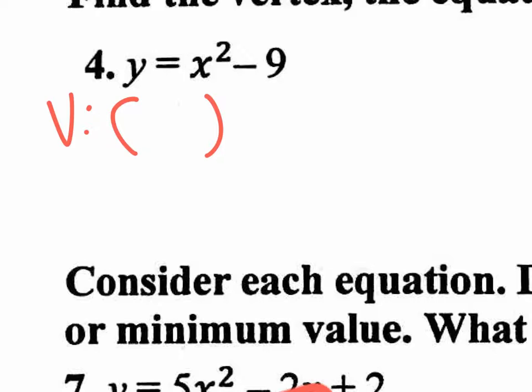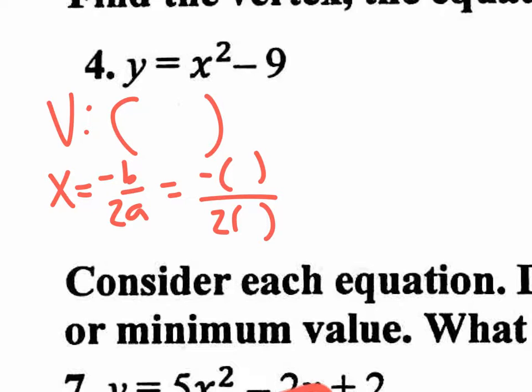The vertex is a coordinate, and x equals negative b over 2 times a, which means that if you replace it with parentheses, you'll be able to plug in your B and your A value. What's your B value up here? There is no B value, so you put 0 right there for B. How about your A value? 1, right? So negative 0 divided by 2, what's your X actually going to be? 0. So your X value is 0.